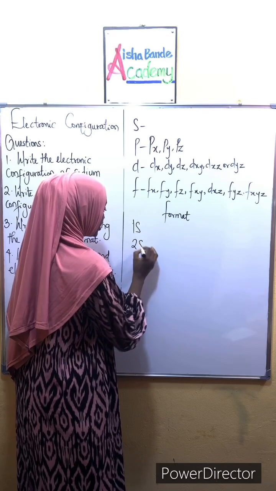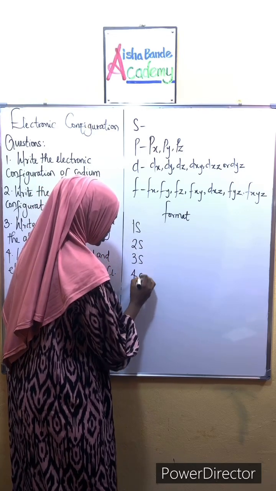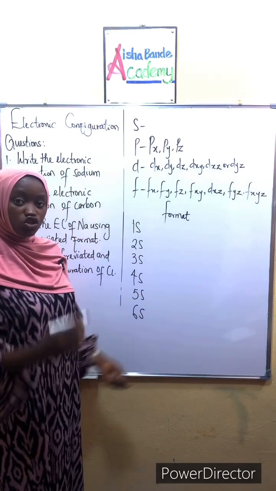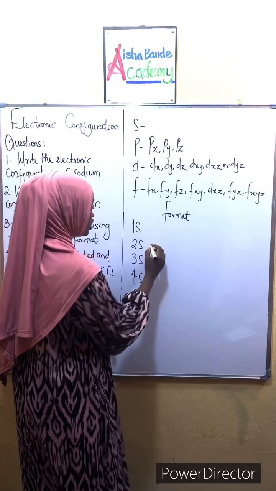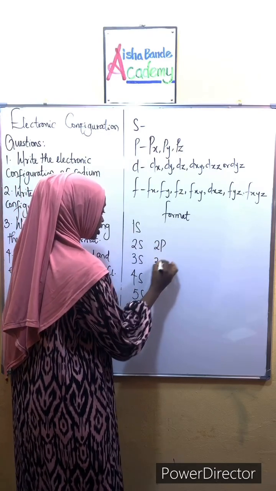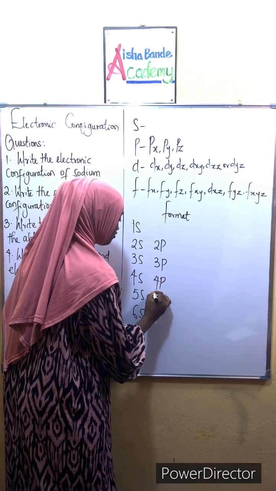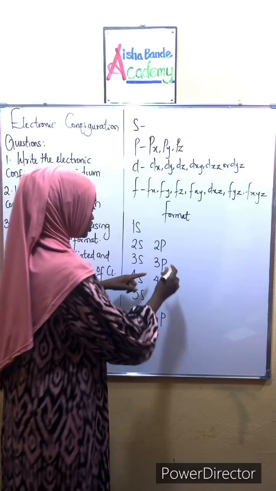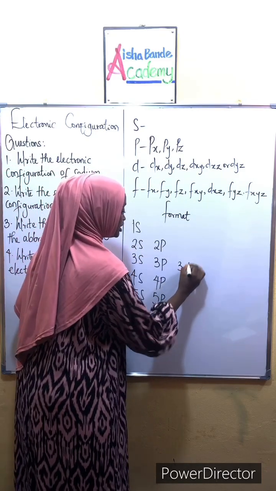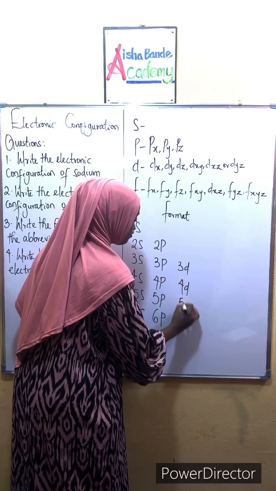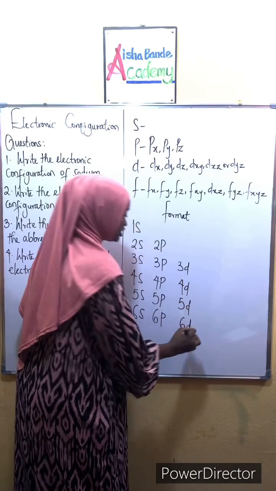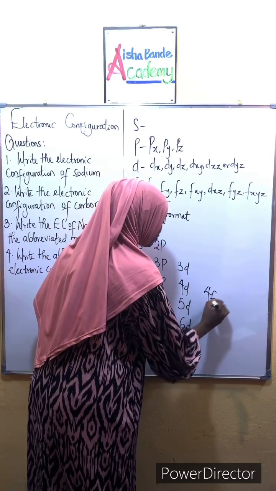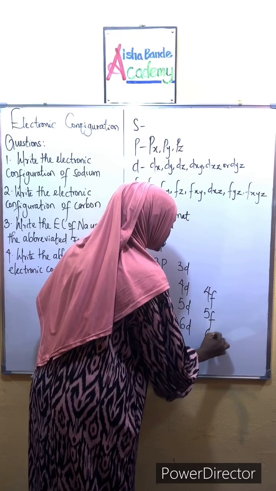So the format: 1s, 2s, 3s, 4s, 5s, then 6s. So this is for the s orbital. Going to the next orbital, which is the p orbital, we start from 2p, 3p, 4p, 5p, then 6p. The next orbital is the d orbital, which starts from 3d, 4d, 5d, then 6d. Now moving on to the last orbital, which is the f. We're going to start from 4f, 5f, 6f.